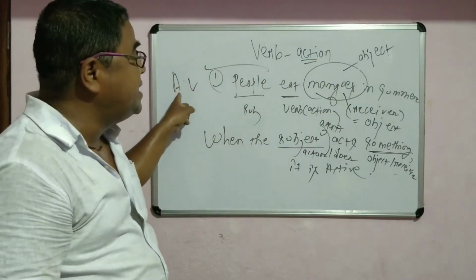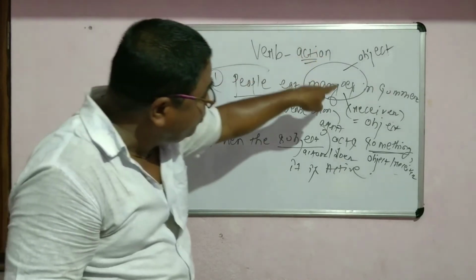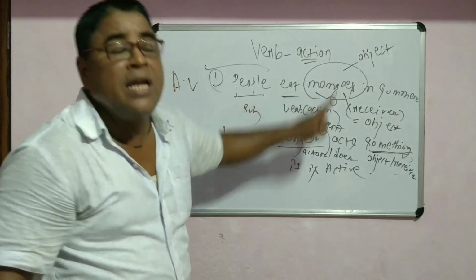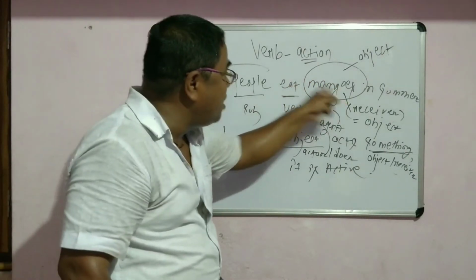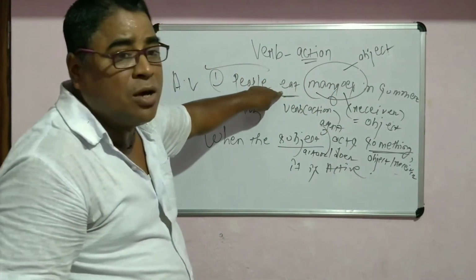In order to make the sentence active, you first put focus on your object. Now the question is, how do we find the object? In order to find the object, you put the question what or whom to the verb.